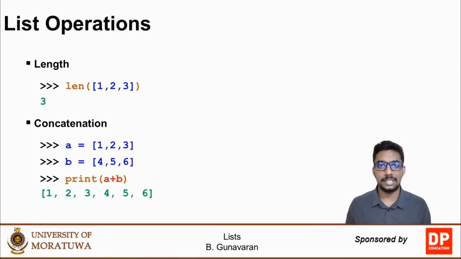The next operation is concatenation. Suppose we have 2 lists A and B. If we want to combine the contents of the lists A and B, we can achieve it by using the plus operator. A plus B will output a single list with contents from lists A and B. You can see in the output that the values 1, 2, and 3 are from list A, and the values 4, 5, and 6 are from list B.